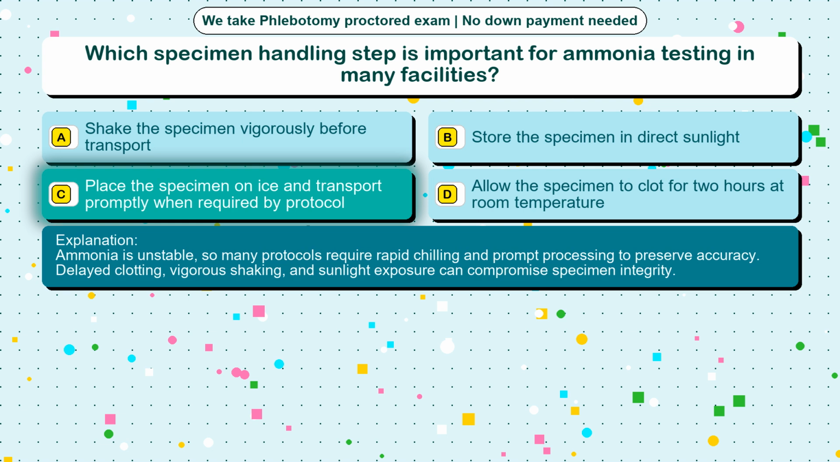Ammonia is unstable, so many protocols require rapid chilling and prompt processing to preserve accuracy. Delayed clotting, vigorous shaking, and sunlight exposure can compromise specimen integrity.